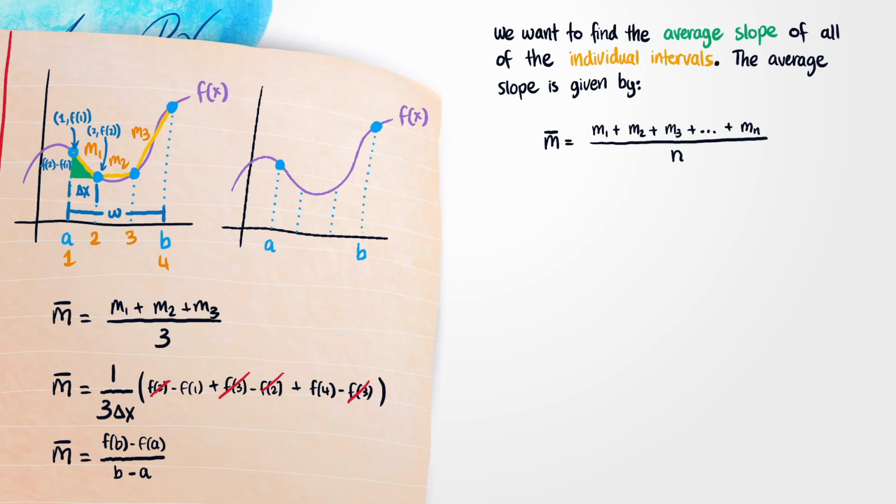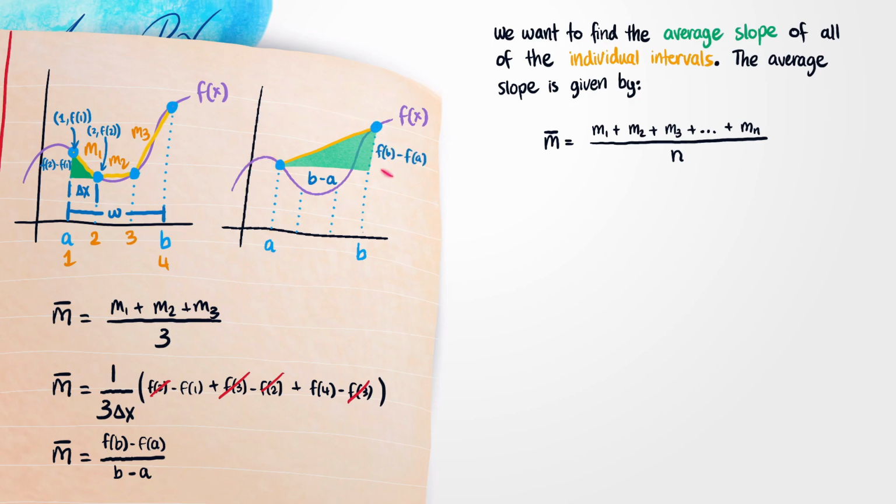Now if we actually look at the graph on the right, we can draw a line directly from a to b. Now if we just go ahead and draw a triangle beneath this line, we can find its gradient as well. The width of this triangle is just b minus a. And the height of this triangle is just f of b minus f of a.